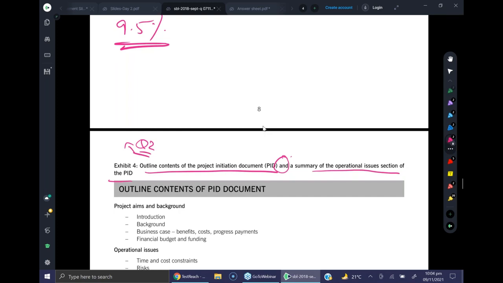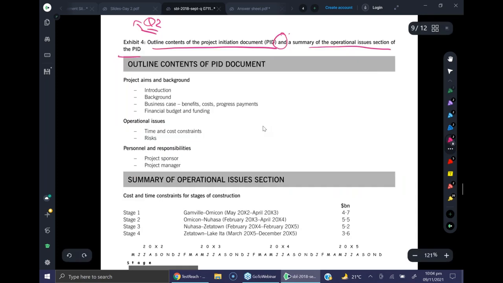Are you listening to me, everyone? You don't have to change your tone a lot, but when you are writing, look at the verb. You have to critically evaluate this given PID and summary of operational issues. So outline the contents of the PID and summary of operational issues.